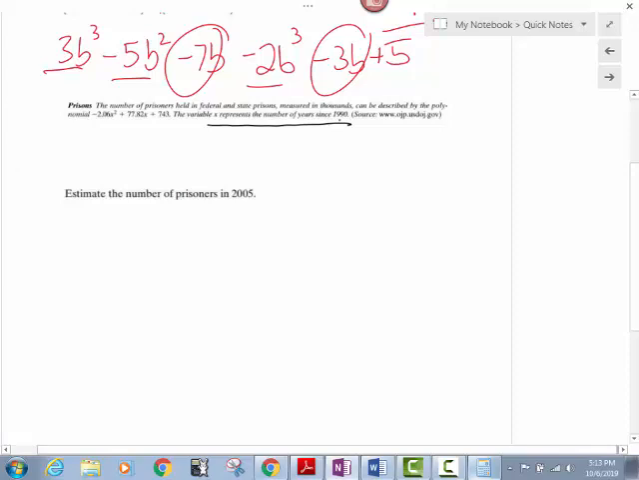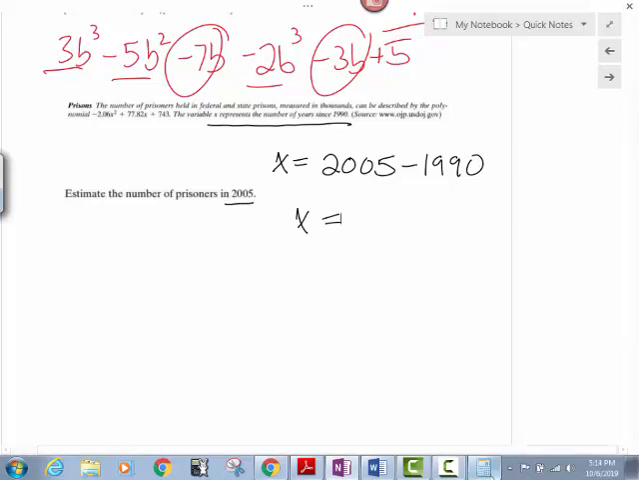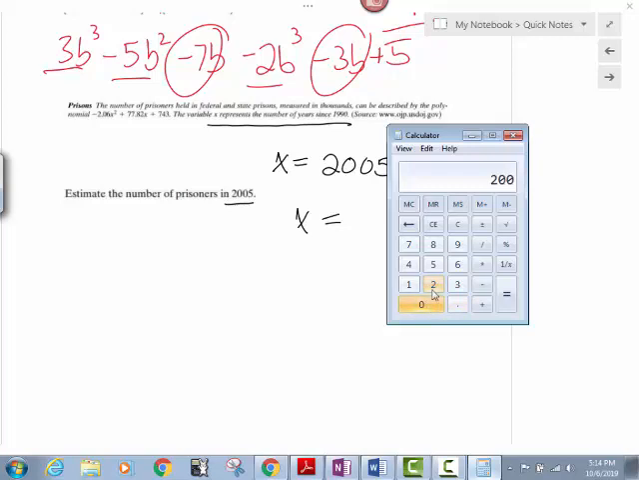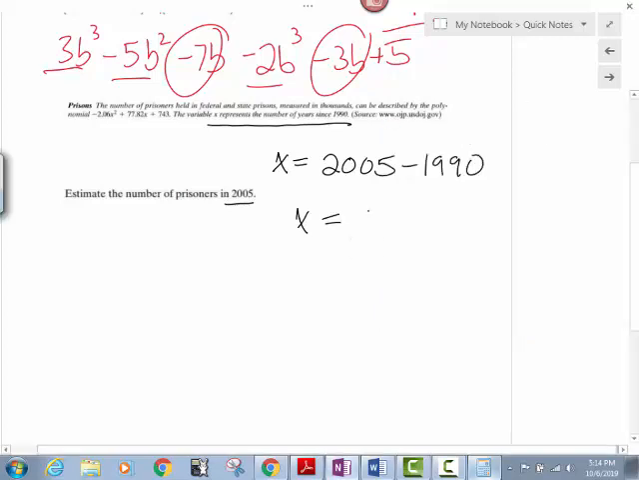Okay? If we're trying to figure out the number of prisoners in 2005, what we're going to do is find what x is for 2005. We're going to take 2005 and subtract 1990. We know how many years it's been in between there. And so again, guys, if I were just to grab my calculator right here and say, what's 2005 minus 1990, we end up with 15, okay? So this is telling me that x is equal to 15.